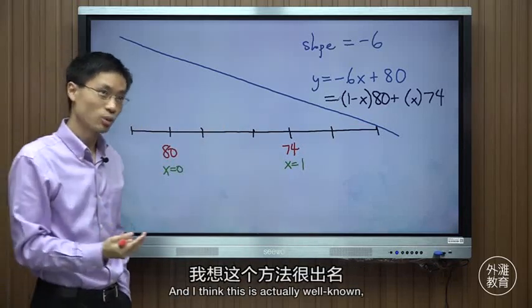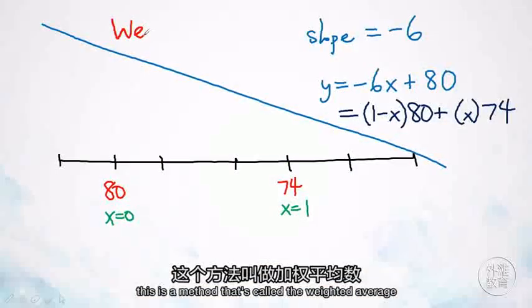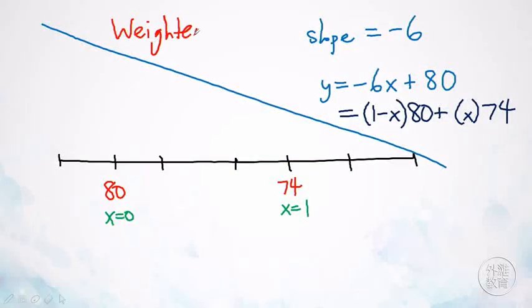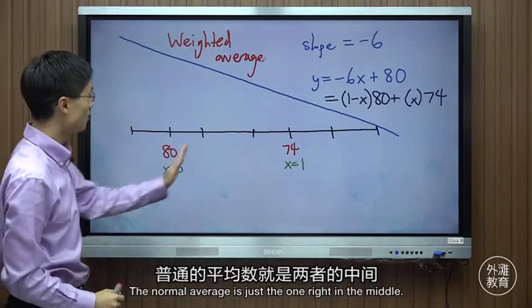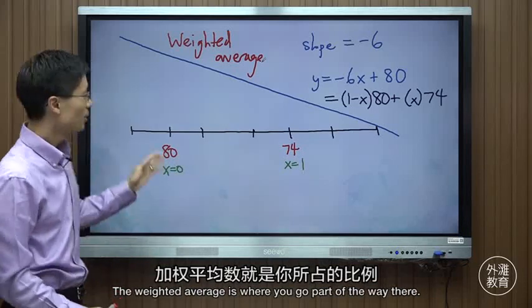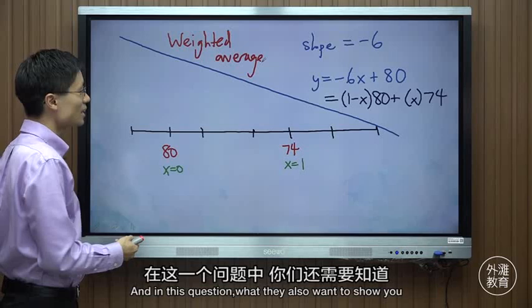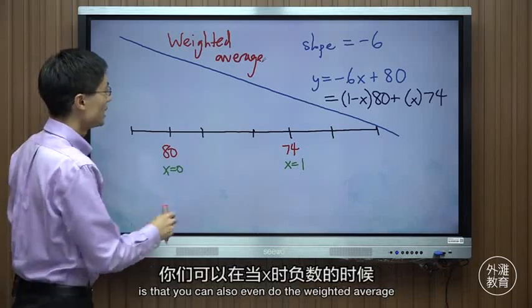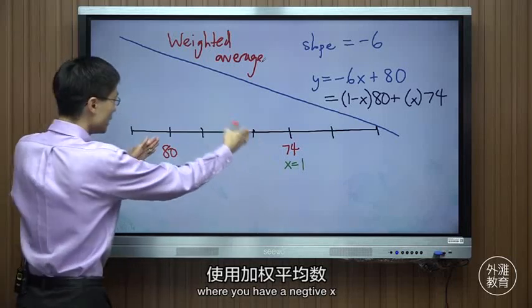And this is actually well known. This is a method that is called the weighted average of these 2 numbers, 80 and 74. The normal average is just the one right in the middle. The weighted average is where you go part of the way there. And in this question, what I also want to show you is that you can even do the weighted average where you have a negative x.